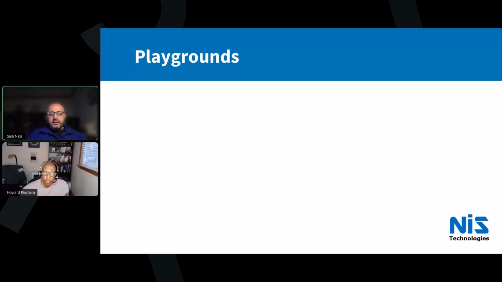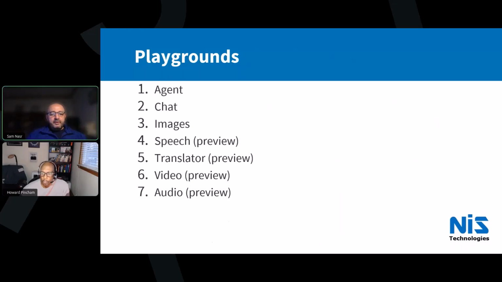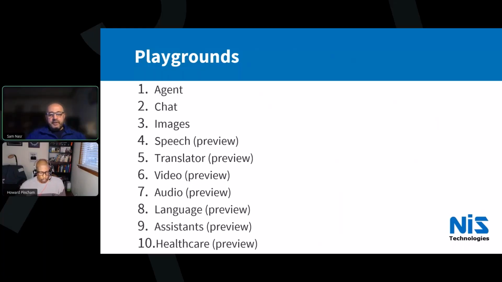Another big feature of the Microsoft Foundry is playgrounds. There are multiple different playgrounds available, and many of them, as you see here, are in preview, meaning that there are still some kinks that need to be worked out. However, they are functional for the most part. The two predominant ones that we'll be looking at tonight are agent and chat, and that's where you're going to be doing most of your work moving forward. However, you have a variety of other playgrounds available for testing.